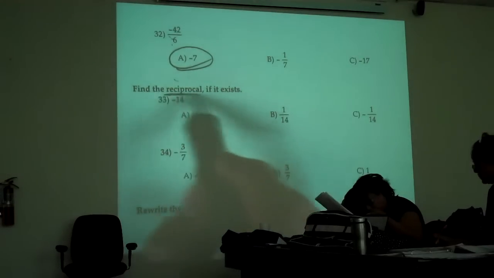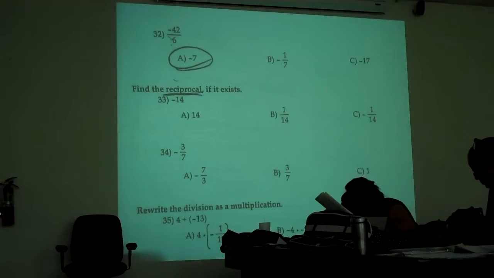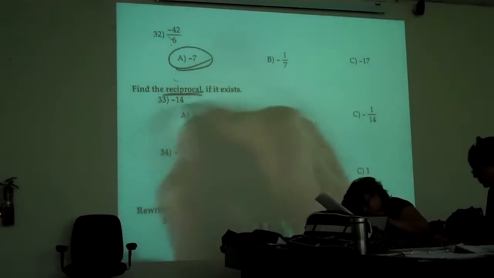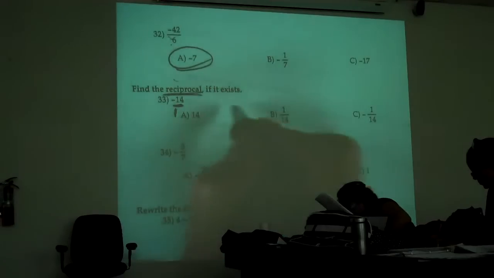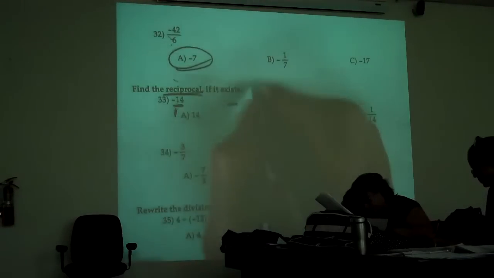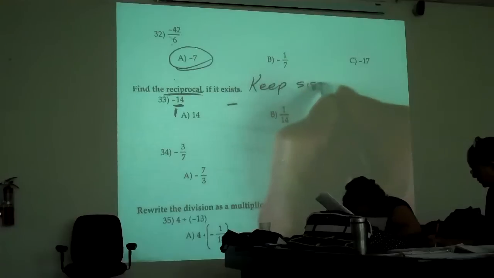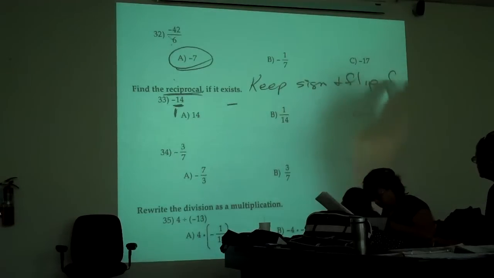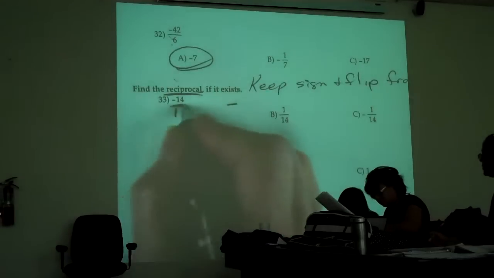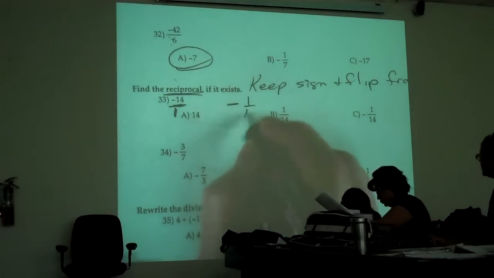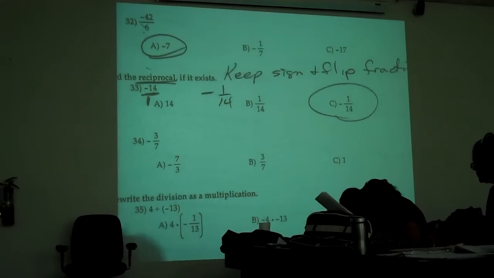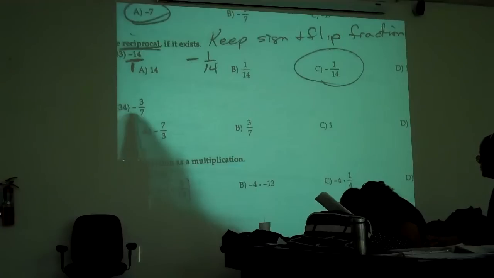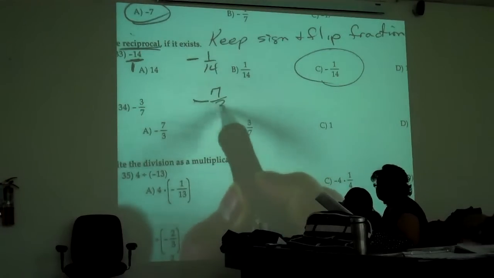Okay, reciprocal is not the same as an opposite. The opposite, or additive inverse, just changes the sign. Reciprocal, you keep the sign and you flip it over. 14 is like 14 over 1. Keep that sign and flip it over. Okay? Keep the sign and flip the fraction. If it's not a fraction, make it into one. So keep the sign, flip it over: negative 1/4. Okay, this one, keep the sign, flip it over. 7 on top, 3 on bottom.